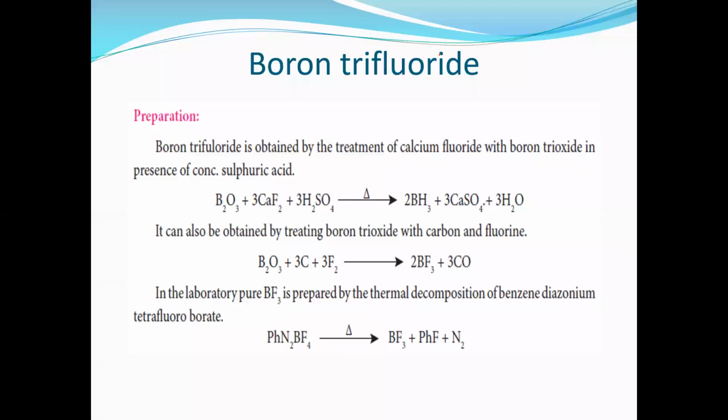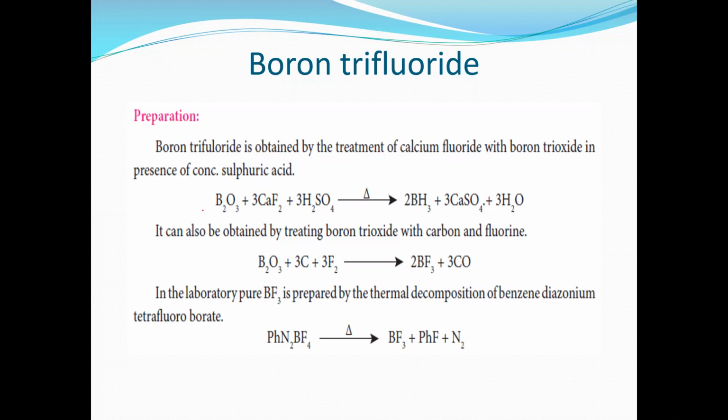Next topic is boron trifluoride. The formula for boron trifluoride is BF3. Next one is preparation of the boron trifluoride. So the boron trifluoride is obtained by the treatment of calcium fluoride with the boron trioxide.